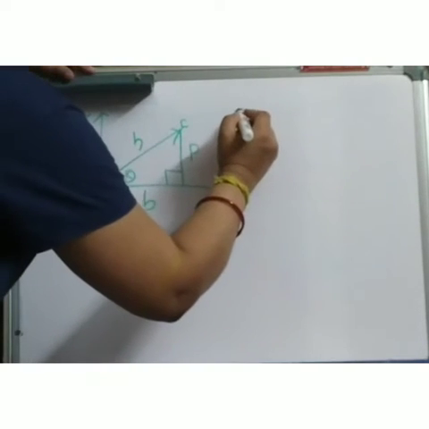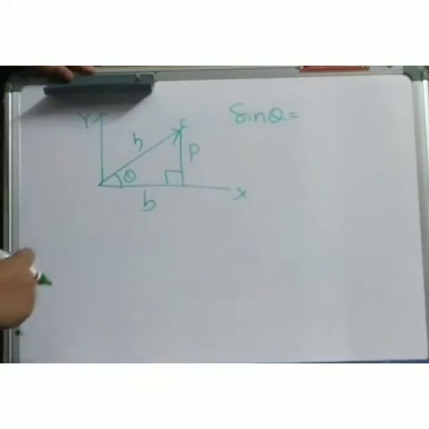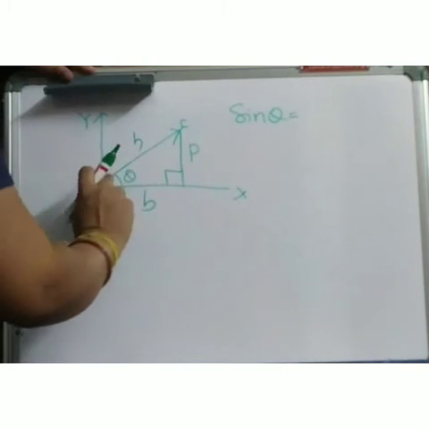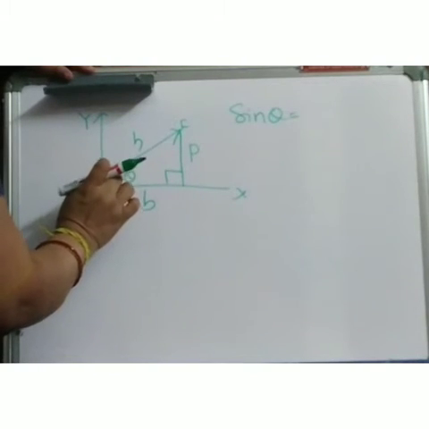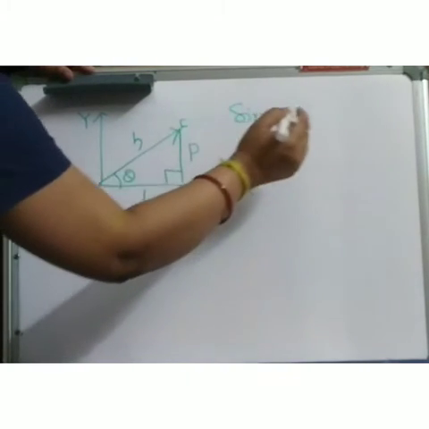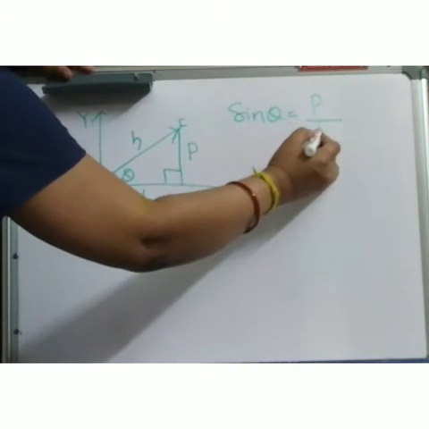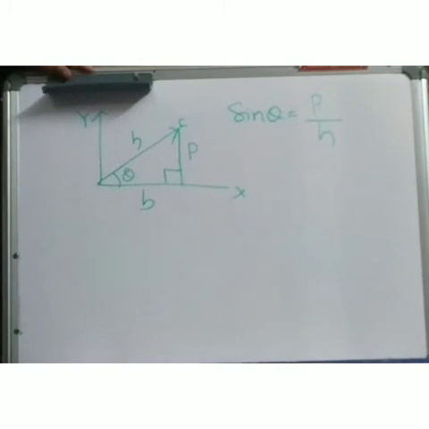So what is sin theta? The formula in trigonometry: sin theta will be how much? This is your angle theta. Which side is facing this angle theta? This perpendicular. So P divided by hypotenuse H. This is the formula for sin theta.